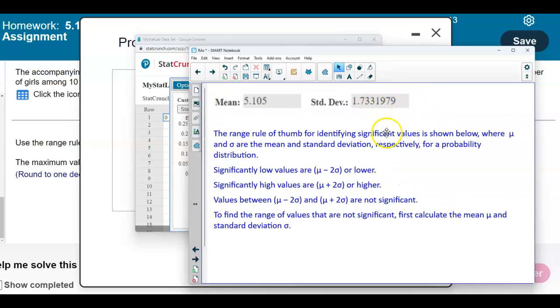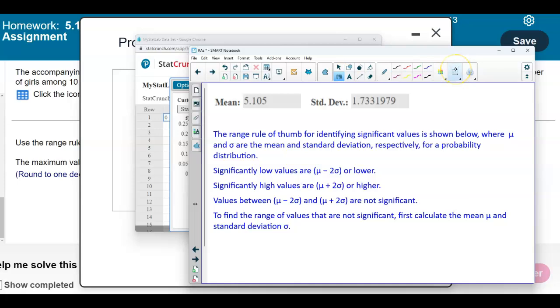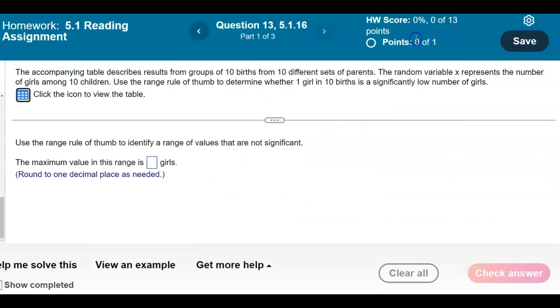Okay, so let's just write down the symbols for this. So we know that given here, the mean of our distribution is 5.105 and the standard deviation is equal to 1.7331979. And so again the question is asking us to do the following.